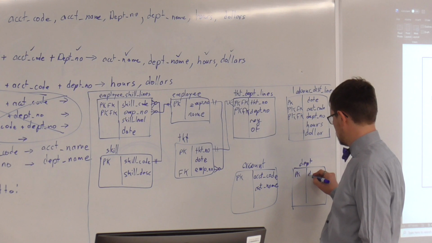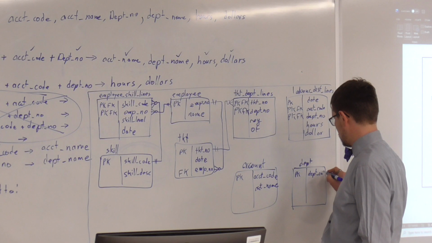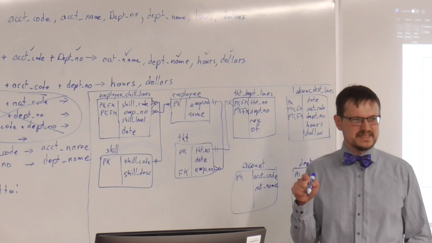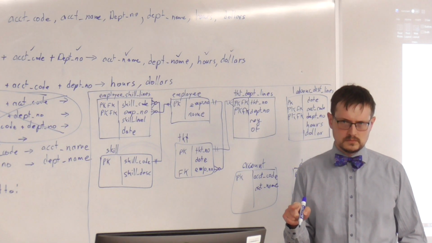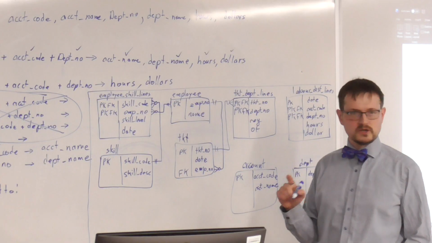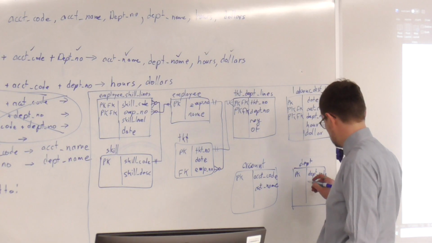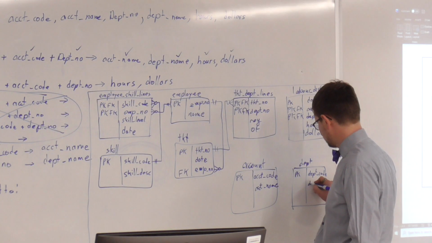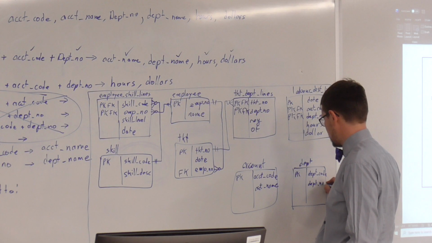Primary key, department code. By the way, the other one in there is definitely homework. Okay? Don't not do your homework. You've been warned. Department name, I think, is the other one, right?